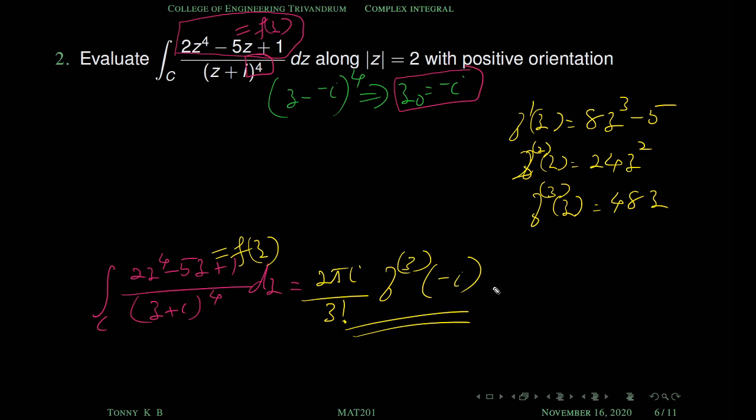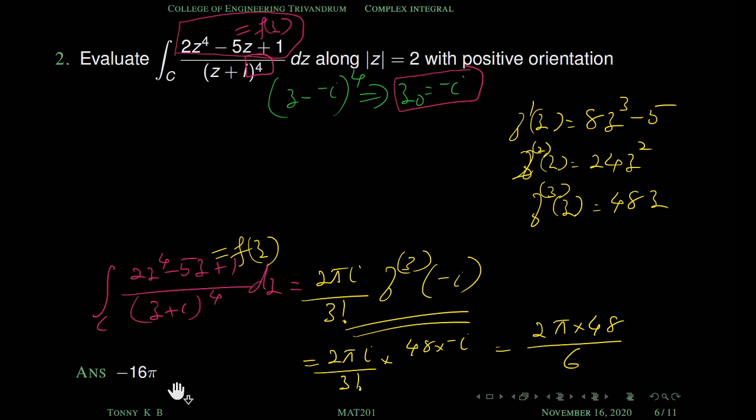Then what about f3 of minus i? So this integral value becomes 2 pi i by 3 factorial into f3 of minus i. So this becomes 48 into minus i, right? We know that i into i is minus 1. There is one more minus sign, so this becomes plus. So this is 2 pi into 48 by 3 factorial, 6. Upon simplification, we get minus 16 pi.